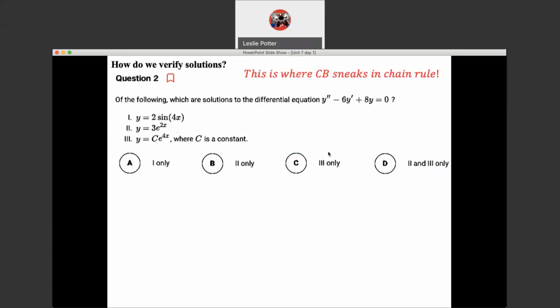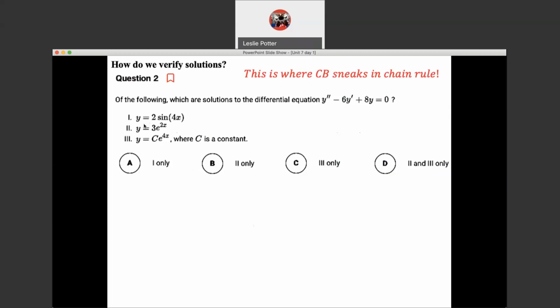So here's our differential equation. And you have to be careful here because this is where the College Board sneaks in the chain rule. We have a first and a second derivative in this expression. So we call this a second order differential equation because we have a second derivative in the expression. And we also have the function itself.